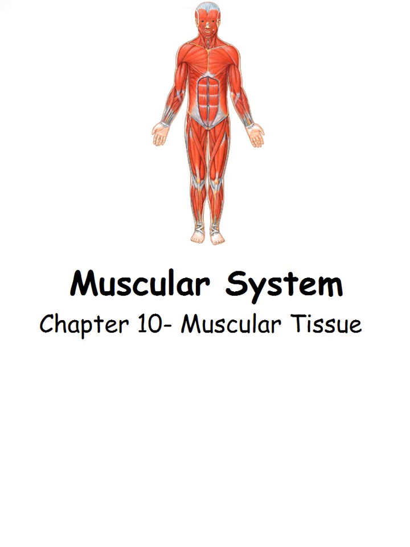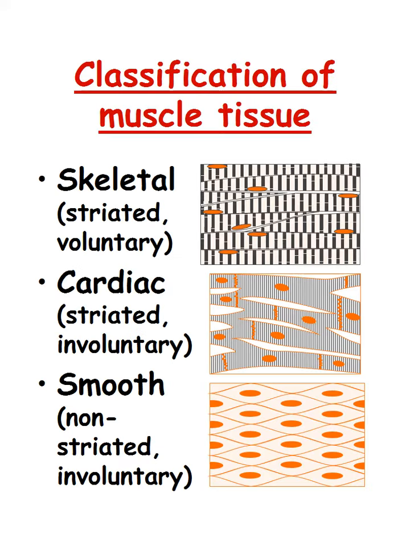In introducing the muscular system, we first have to remember that muscles are considered organs because they're composed of muscle tissue as well as epithelial, connective, and nervous tissue. And we have somewhere between 600 to 800 muscles collectively within our muscular system.